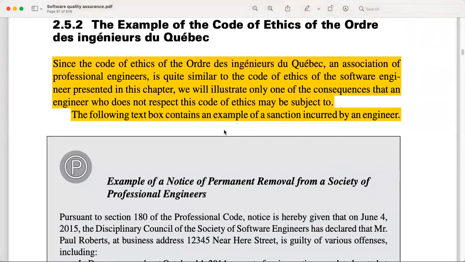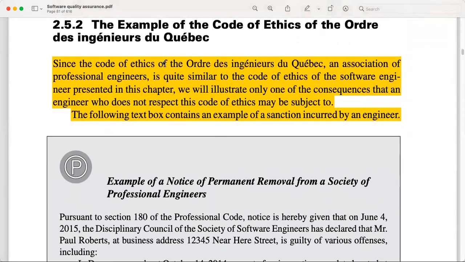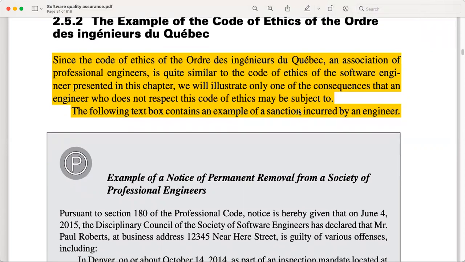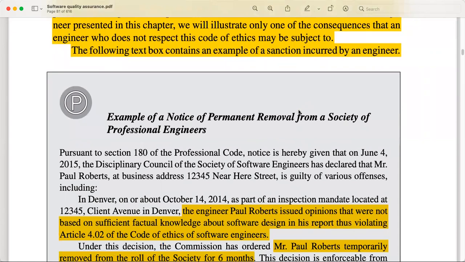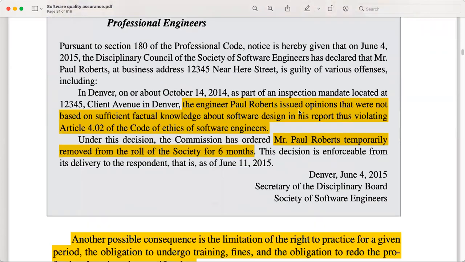So the example is the code of ethics of the Order of Engineers of Quebec. Since the code of ethics of the Order of Quebec and Association of Professional Engineers is quite similar to the code of ethics of the software engineer presented in this chapter, we will illustrate only one of the consequences to which an engineer who does not respect this code of ethics may be subjected. The following textbooks contain an example of this.